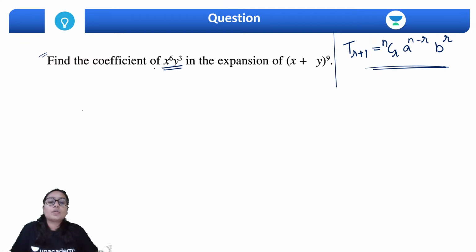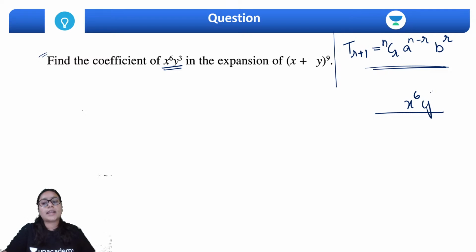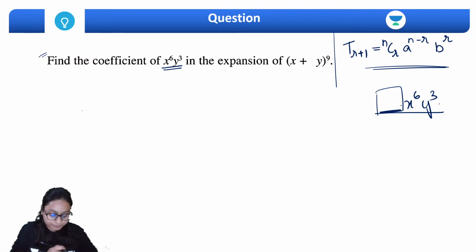You have to find the coefficient. Coefficient means the number. So if in the expansion you have x raised to the power 6 into y raised to the power 3, then the number that comes before it is what you have to find. Yes, definitely I can tell you how to proceed. So this is the general term. First of all, this term is written in the form of a and b. Let us write it in the form of x and y. It will be more clear.